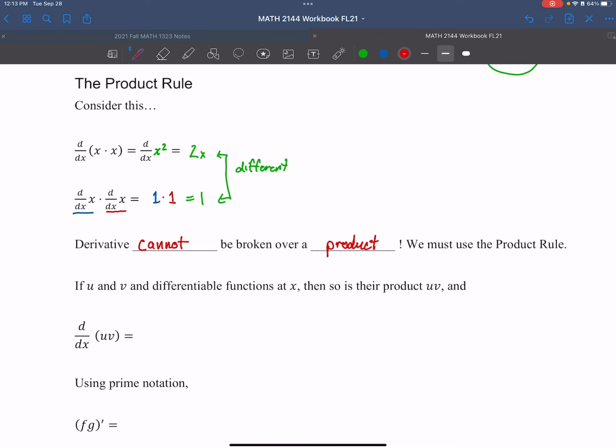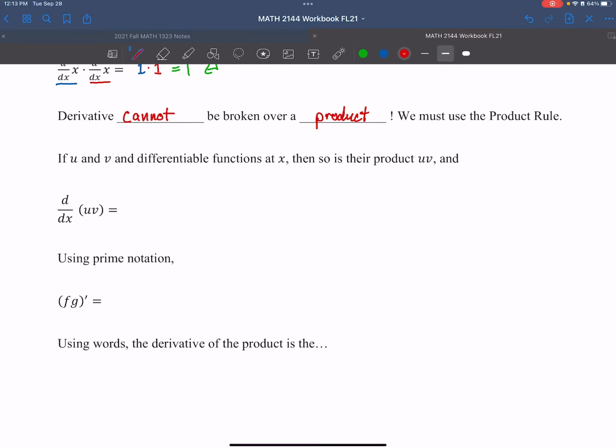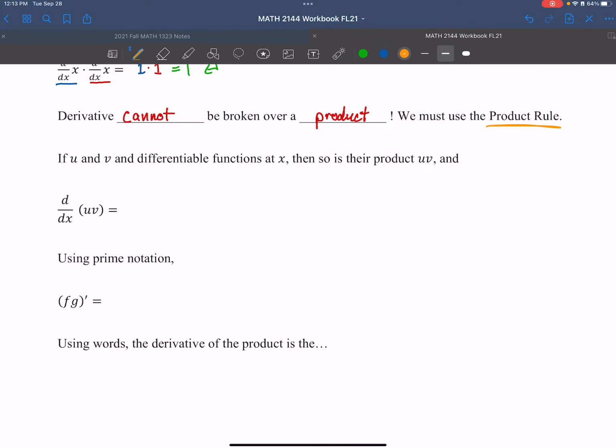So it's not as easy as just saying, take the derivative of the first thing, then the derivative of the second thing, and multiply them together. We must use the product rule. There's a couple of different ways the product rule is written. So the product rule: if u and v are differentiable functions of x, that is to say they're just placeholders for something more complicated, that's just one notation.